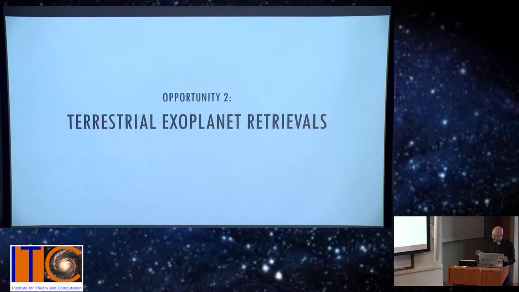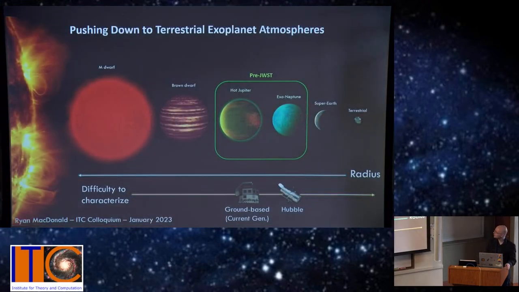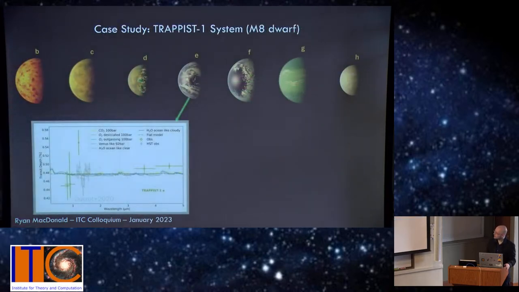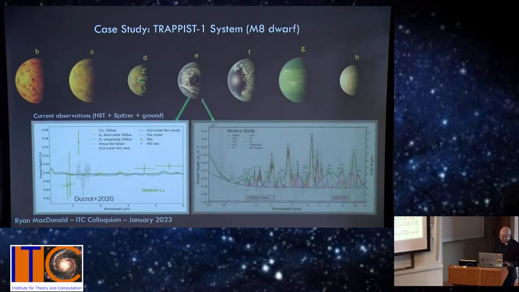So how does the game change when we move away from giant planets into this exciting terrestrial planet regime that we can finally start to unlock with JWST, and we will explore much more in the future with the next generation of extremely large telescopes and the Habitable Worlds Observatory? To give a case study of the TRAPPIST-1 system, current observations pre-JWST are basically consistent with everything apart from a hydrogen-helium-dominated atmosphere. So you can see Venus-like models, water worlds, everything is just consistent within the error bars. But JWST, if we get enough observations, will really change the game here.